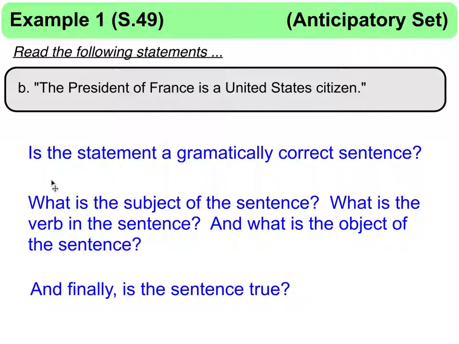We'll ask them, well, is that true? And then they look around and think, you know, kind of silly. And then they'll respond, and the answer is no. Obviously, the President of France is not a United States citizen. He is a citizen of France.